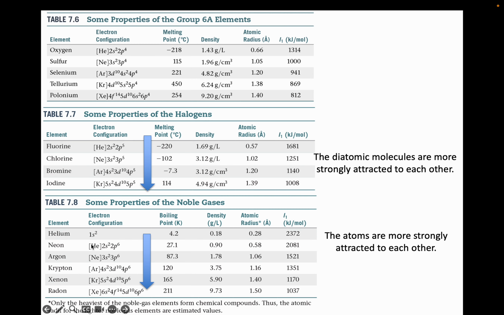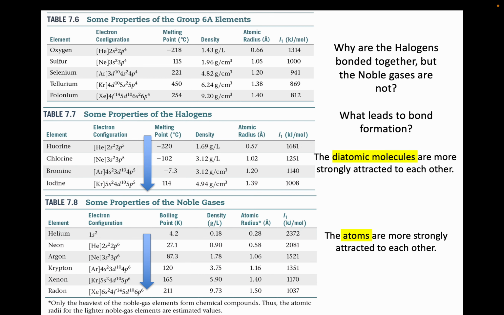Similarly, if we look at the noble gases, notice how their boiling points increase. The atoms themselves are more and more strongly attracted to each other as we move down the periodic table. This is something that we're going to develop an understanding of, and it's going to be discussed in chapter 11. Before that, why are the halogens themselves diatomic molecules and the noble gases are not? Why are the halogens bonded together, but the noble gases exist as individual atoms? What leads to bond formation? Really important chemistry idea, and that's what we begin to explore next chapter.